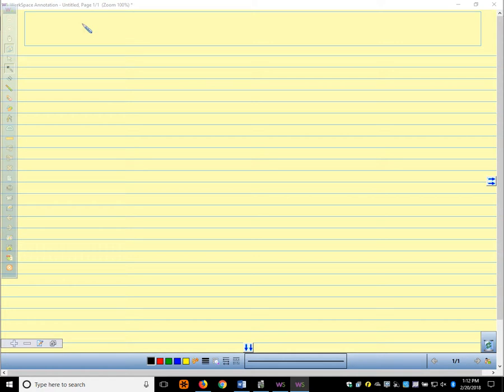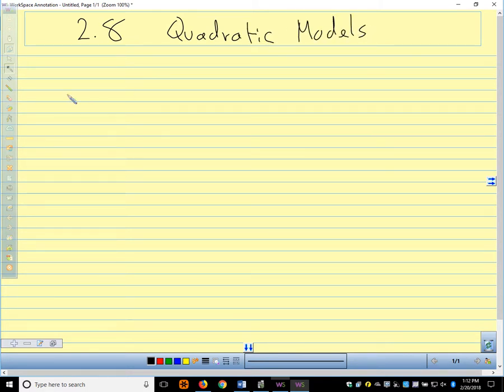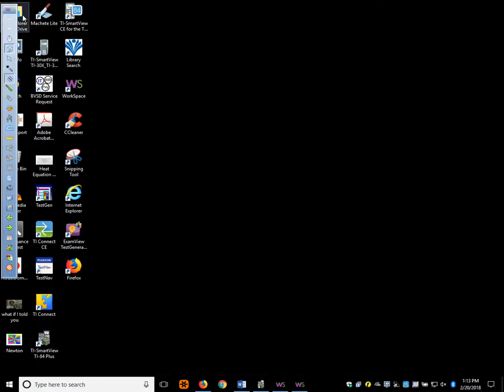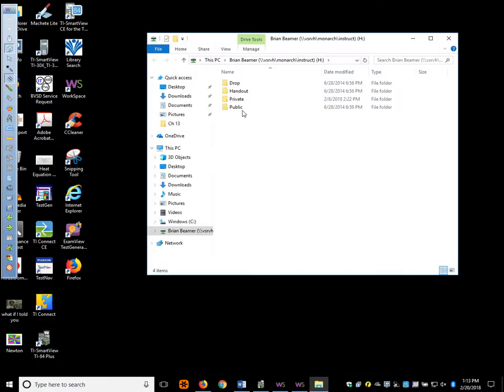All right, we're in section 2.8. So we're going to talk about quadratic models today. So the first thing I need to do, I need to grab some data. 2.8, yes.